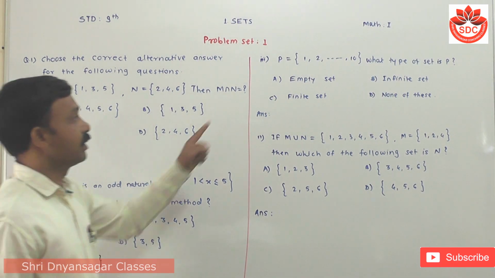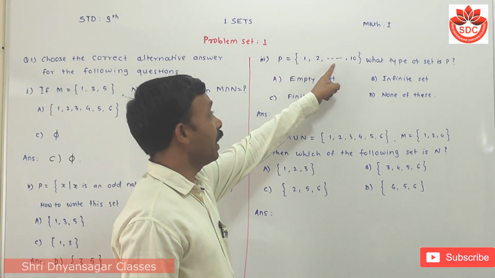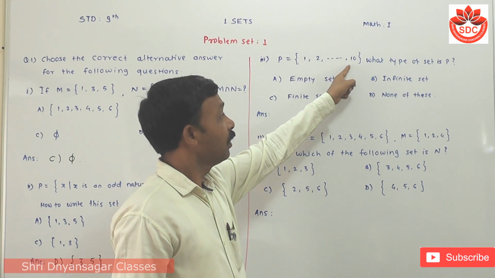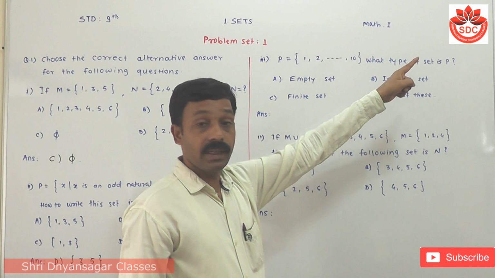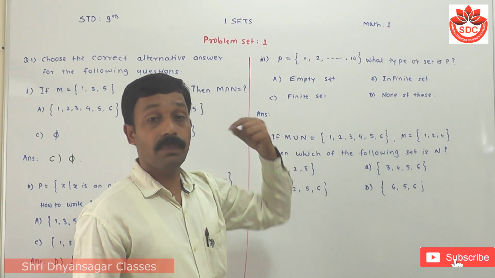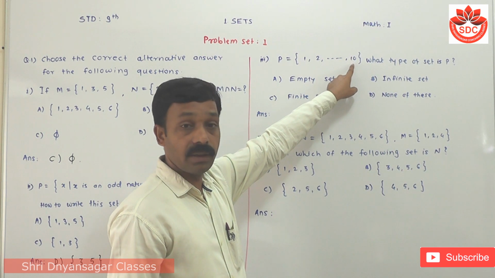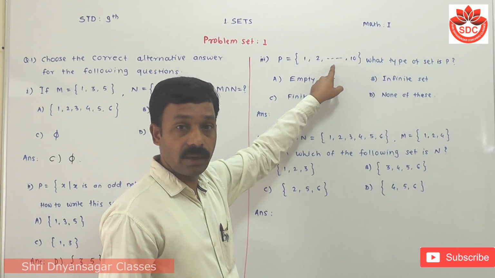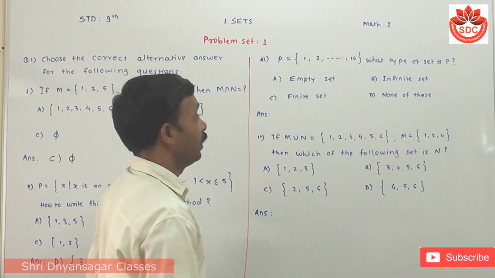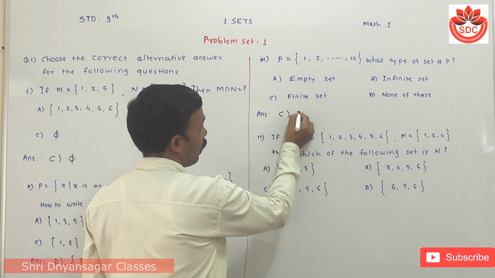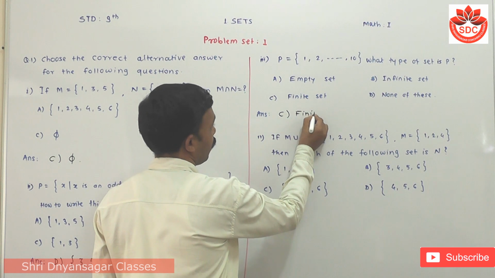Then the third one is, P is the set of 1, 2, up to 10, meaning the natural numbers up to 10. What type of set is P? म्हणजे P हा कोणत्या प्रकारचा संच आहे? Students, here the process of counting stops. Meaning the set is countable. So it is a finite set. Here the finite set is C. So the answer is C, finite set.